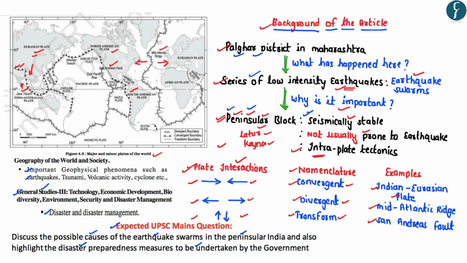be seismically stable. Hence, as part of this video analysis, let us understand what exactly earthquake swarms are, how these earthquake swarms are different from normal earthquakes, why the earthquake swarms in the peninsular block are a cause of concern, and lastly, what disaster preparedness measures the government should take in order to handle this particular problem? Let us start our analysis with the understanding of the earthquake swarms.